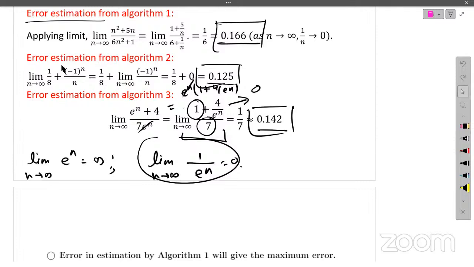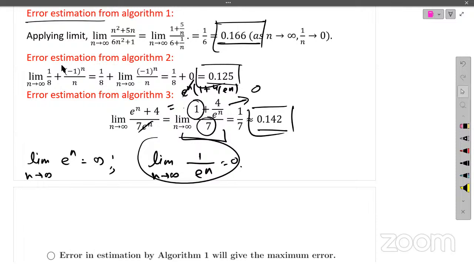Ma'am, hello. Can we do L'Hospital's rule twice? I did L'Hospital for the first algorithm, but after doing it once, I couldn't get the answer. I did it twice. Can we do it twice? Yeah, you can do it twice, thrice, anytime.